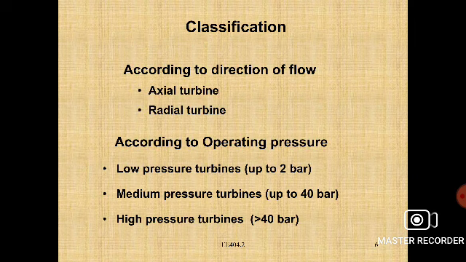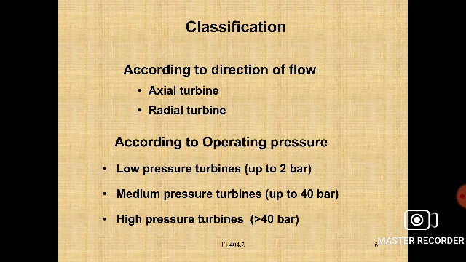Next, according to the direction of flow, we have the axial flow turbine and the radial flow turbine. In an axial flow turbine, steam flows in a direction parallel to the axis of the turbine. In a radial flow turbine, steam flows in a direction perpendicular to the axis of the turbine. That is the main difference between axial flow and radial flow.